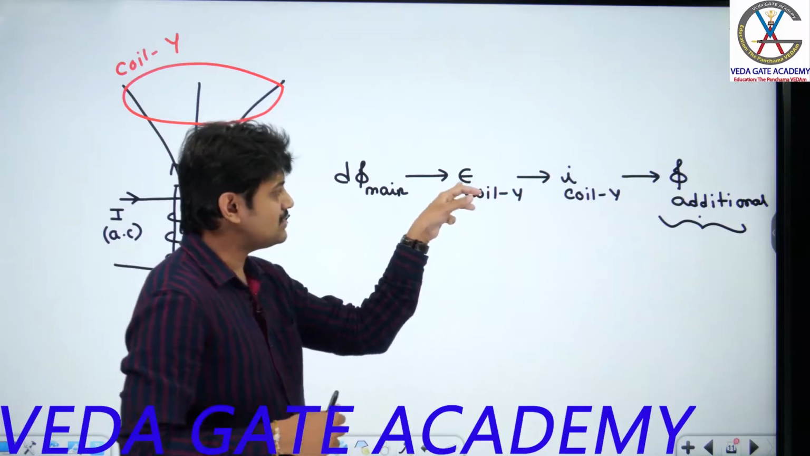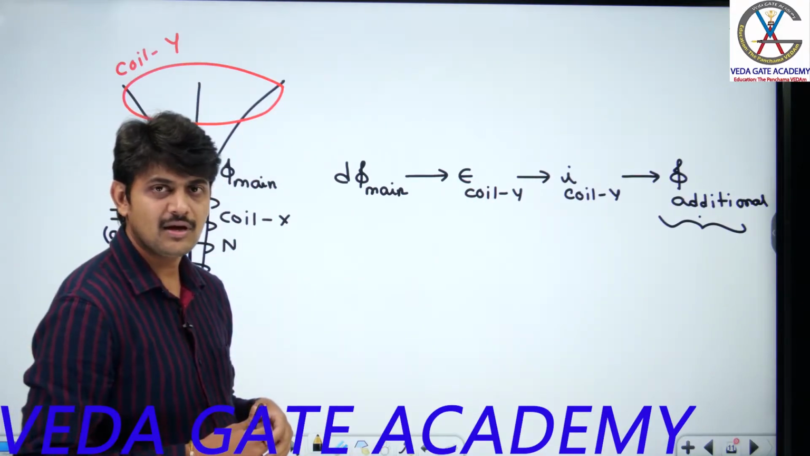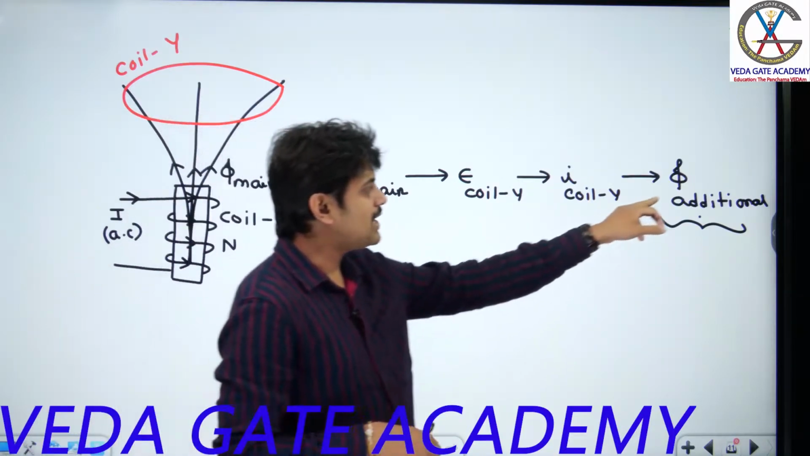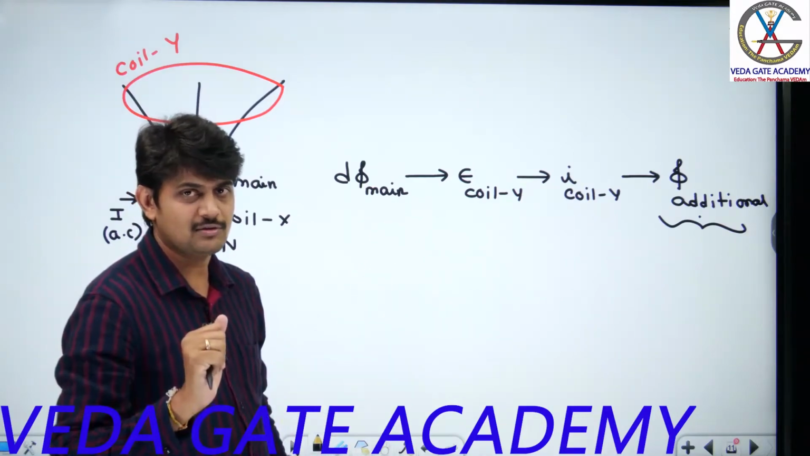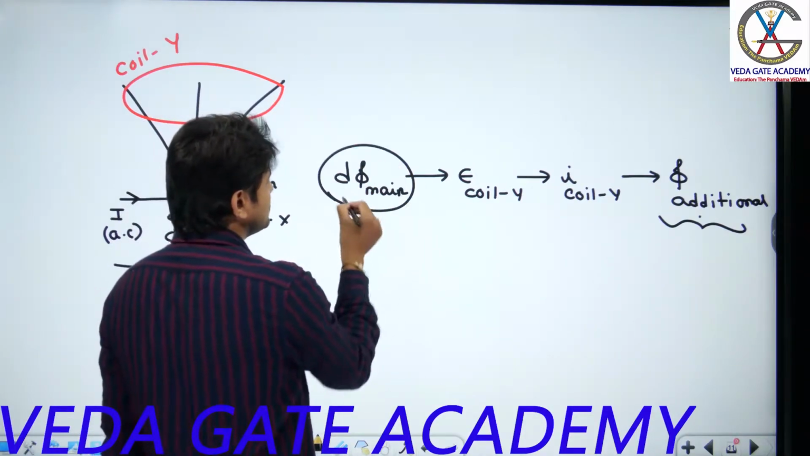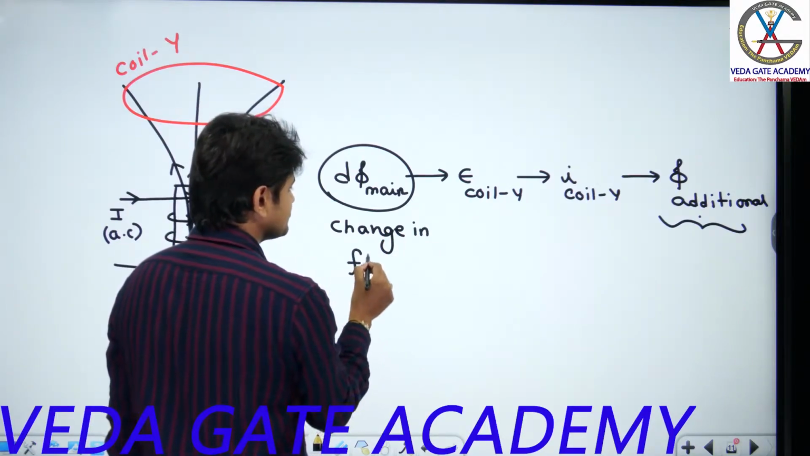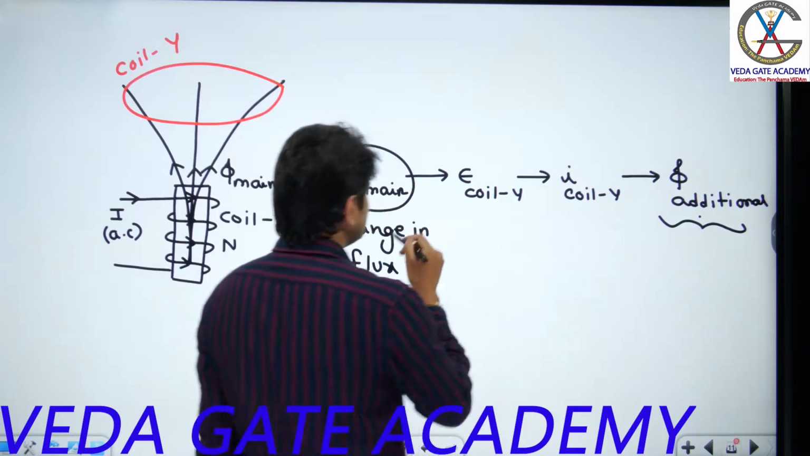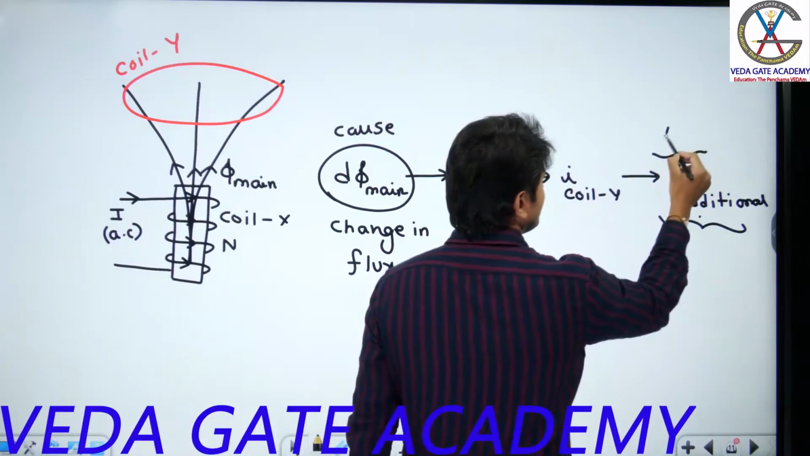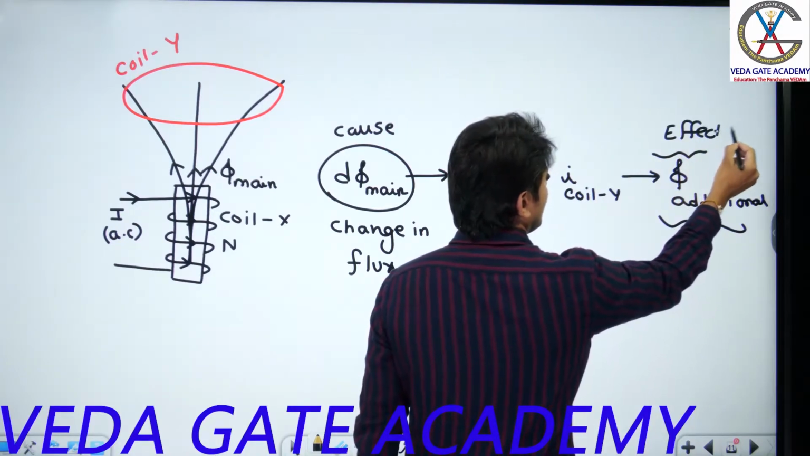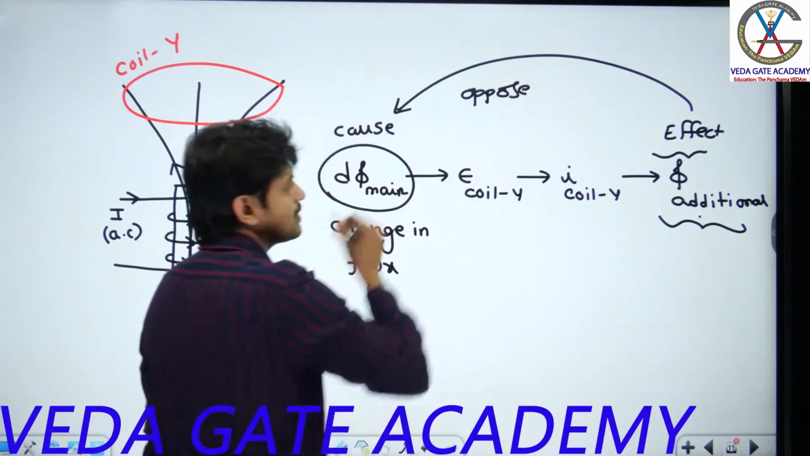Now this EMF across coil Y is induced because of change in flux linkages. Change in flux. So I can say my additional flux according to Lenz law will try to oppose change in flux, not simply flux. You need to remember, because of change in flux, this is change in flux, and this I can call the cause, and this we can call the effect. So according to Lenz law, the effect will always try to oppose the changes in cause. This is according to which law?